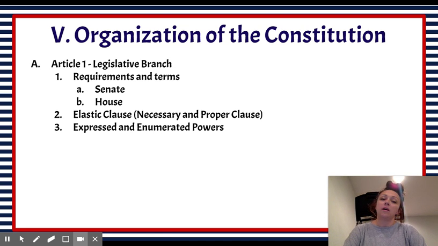So if we look in Article 1, we're going to see 18 specific clauses that basically say Congress can do this, this, this, this, and this, okay? And we'll look a lot at those whenever we get to our legislative branch unit.